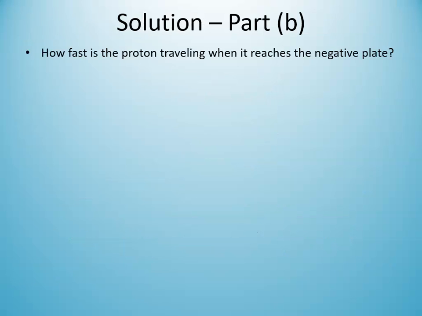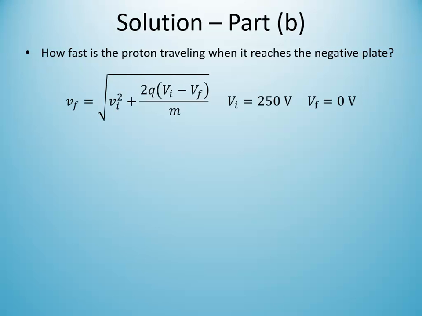So how fast is the proton traveling when it reaches the negative plate? So we take the same equation that we just derived. That's another good reason why you should derive your equation in terms of variables only before plugging in any numbers, because a lot of times you might be able to reuse that and not have to go through all the previous work. So it's the same situation, just with a difference in potential.